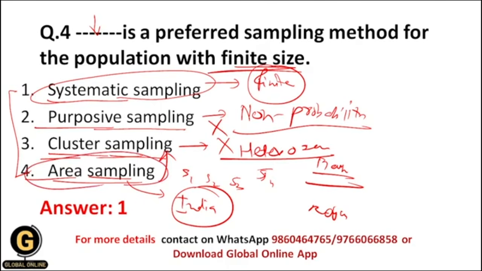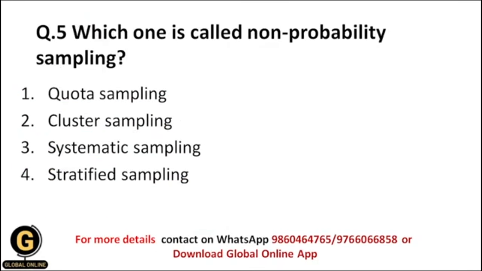And here as well you can understand that we don't know the size of the population. Here the population size is infinite actually, okay, like in cluster sampling, and that's why this option gets eliminated. So your correct answer is systematic sampling.